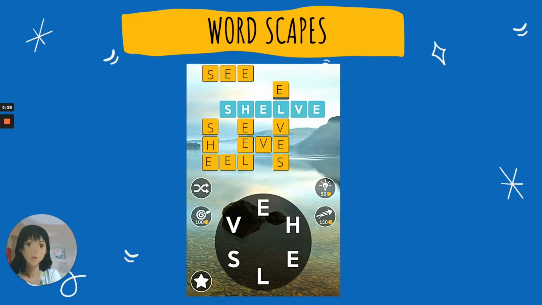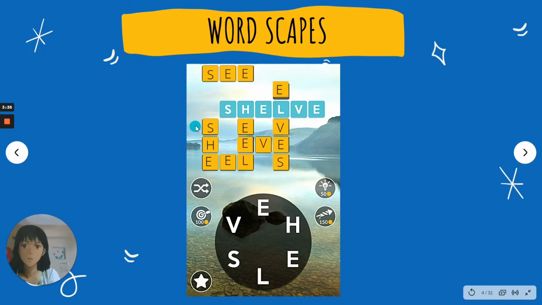Alright, so here is the list of words that you have formed: see, she, eel, heel, Eve, and elves. Congratulations!